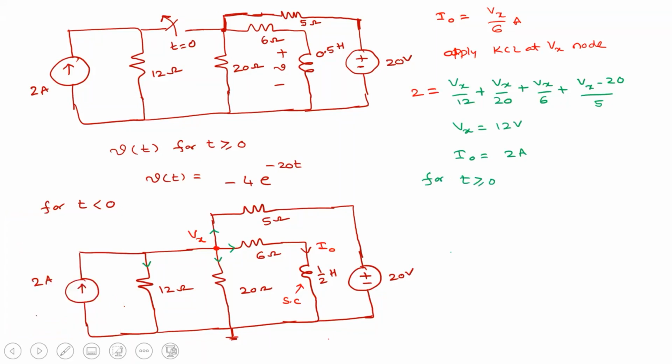So how is this circuit modified? This is open, right? So that means this entire thing is eliminated, and you are left with this circuit.